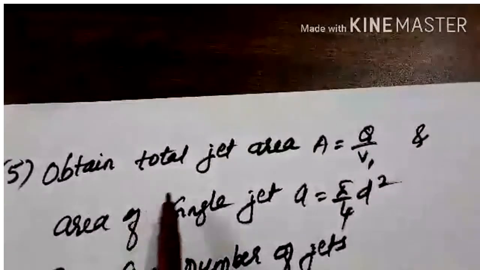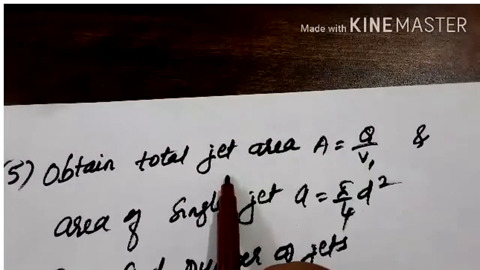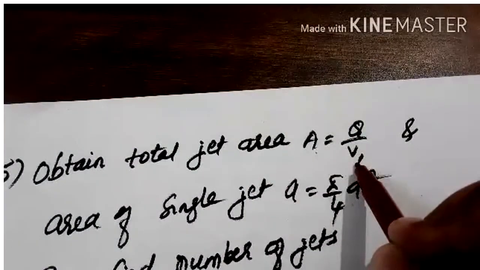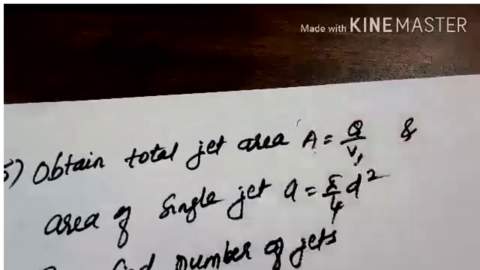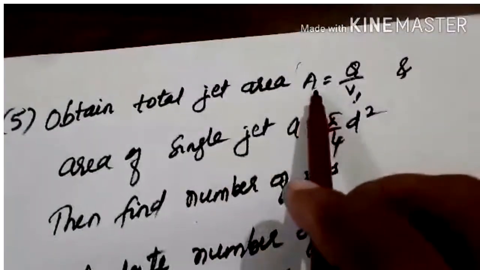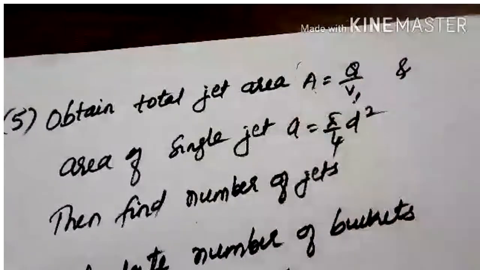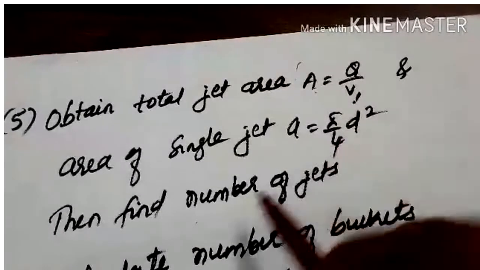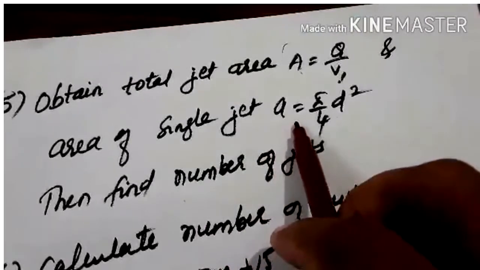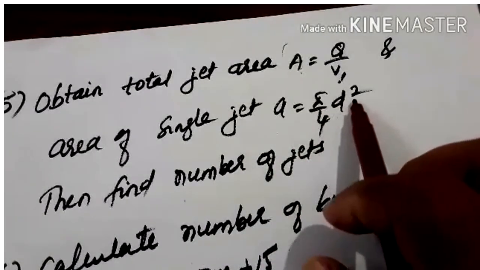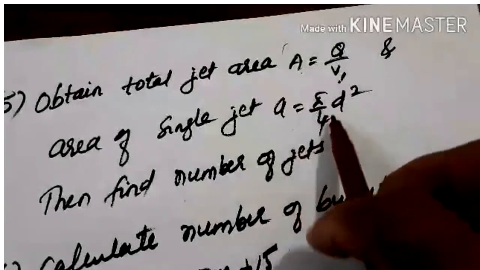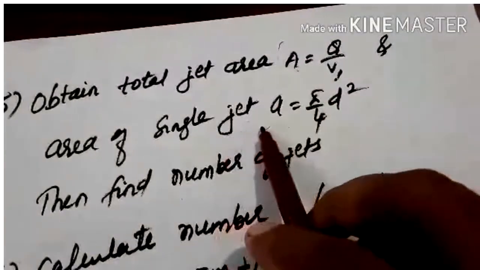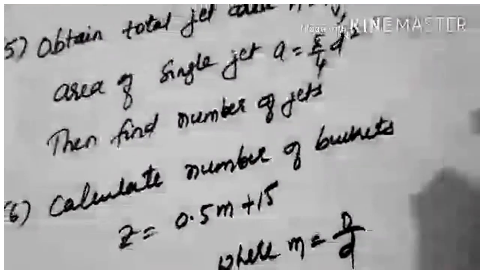Then, fifth step, obtain the total jet area. The total jet area can be given as A equal to Q, because we know the total discharge, divided by the velocity. This is the total area of the jet. Once you get the total area of the jet, if n number of jets are provided, then the area of a single jet can be calculated, a equal to pi by 4 into d square. Okay, a equal to pi by 4 into d square. This is the total area of the jet. This is the area of a single jet. Then find the number of jets.